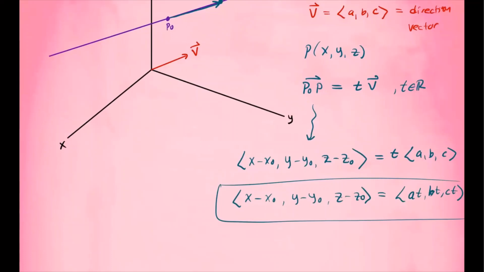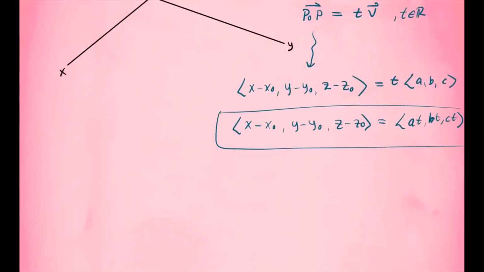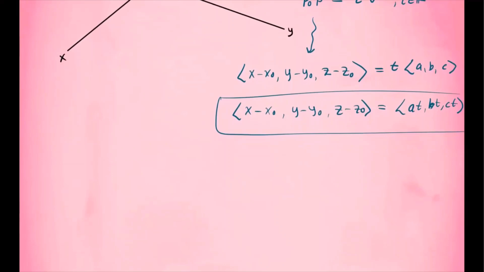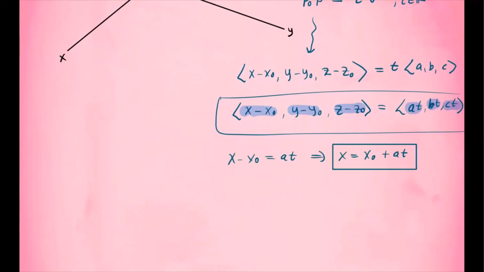Now this is written in terms of a parametric form, so you can also equate the components. So here's the x component equated with that, y component equated with that, and z component with that. So we have x minus x0 is equal to at. In other words, if you solve for x, you'll have x is equal to x0 plus a times t. So that's our parametric equation for the x value.